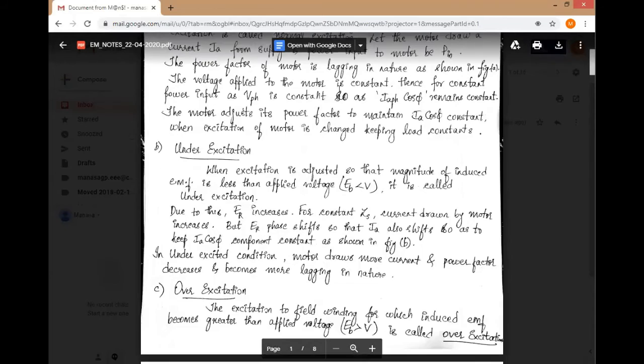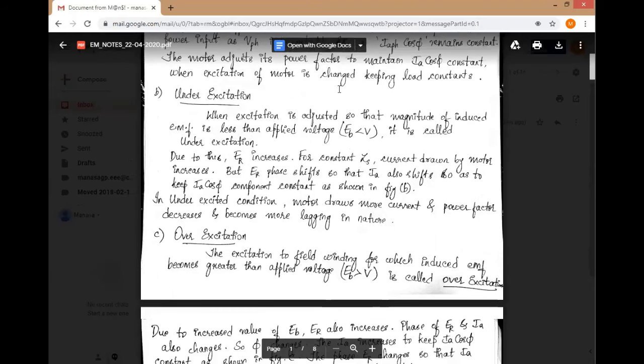So you will have to discuss 4 different conditions here. One is normal excitation, where your back EMF is equal to supply voltage. Under this condition, the power factor is lagging in nature. Second condition is under excitation, where back EMF is lesser than that of the supply voltage. Current drawn by the stator increases, and the power factor is even more lagging in nature. Next one is over excitation, where back EMF is more than that of the supply voltage. In this case, the current drawn by the stator is more, and the power factor is leading in nature.